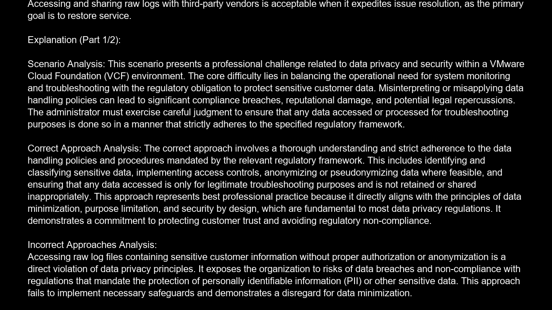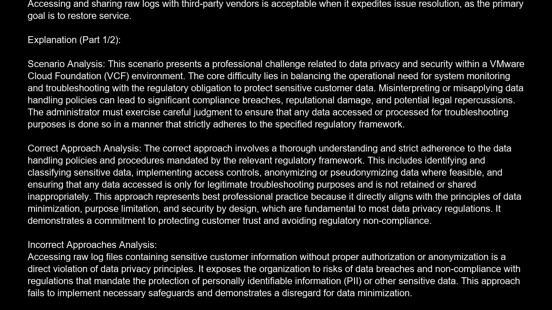This scenario presents a professional challenge related to data privacy and security within a VMware Cloud Foundation (VCF) environment. The core difficulty lies in balancing the operational need for system monitoring and troubleshooting with the regulatory obligation to protect sensitive customer data. Misinterpreting or misapplying data handling policies can lead to significant compliance breaches, reputational damage, and potential legal repercussions. The administrator must exercise careful judgment to ensure that any data accessed or processed for troubleshooting purposes is done so in a manner that strictly adheres to the specified regulatory framework.